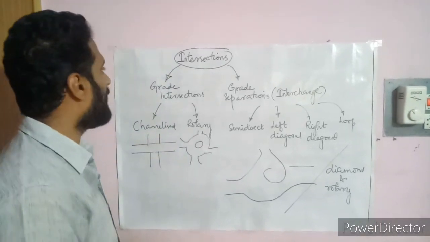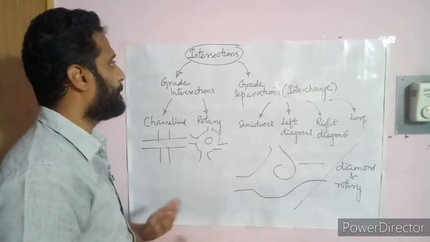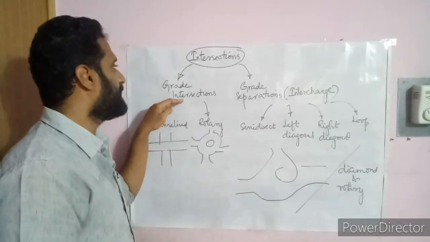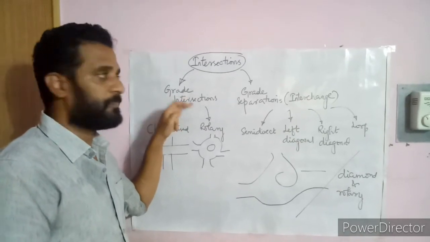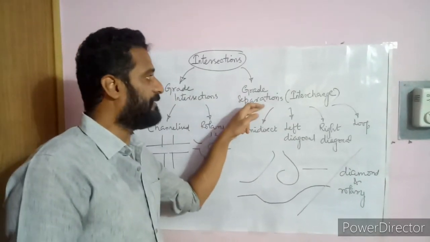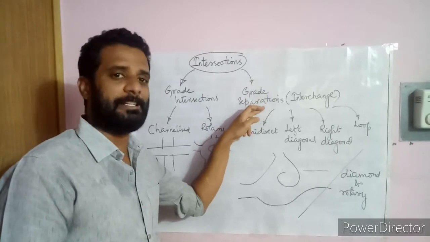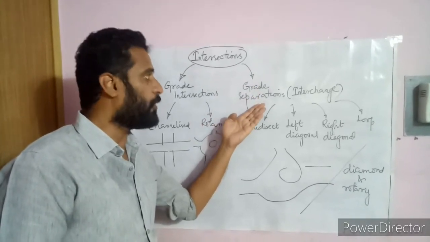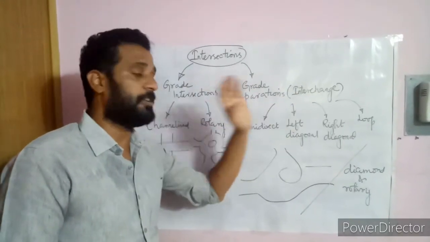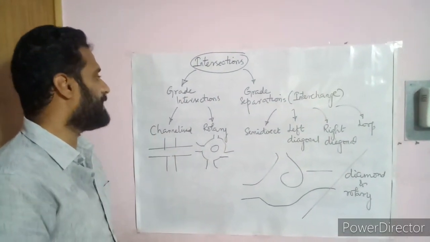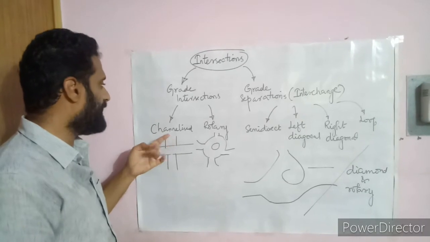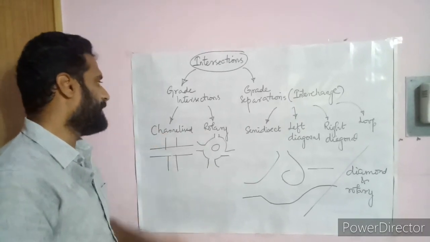Generally, the intersections are classified as grade intersections and grade separations. Grade intersections are nothing but when the levels of the roads are the same. But if the road levels are at different positions, then we need to go for grade separations. Grade separations are also called the interchange. What are they called? Interchange. Good. So the grade intersections can be further classified as channelized and rotary intersections.